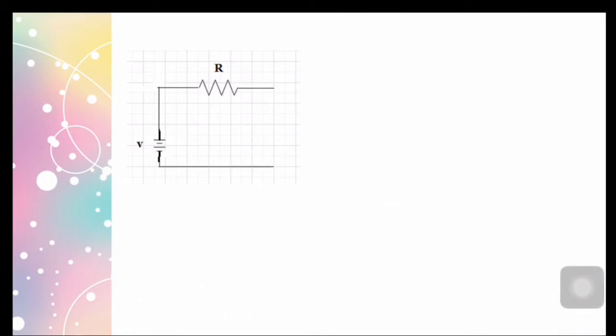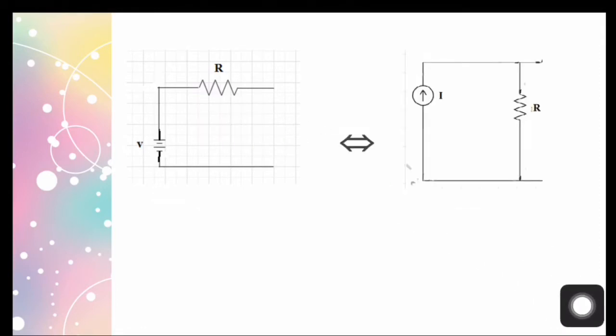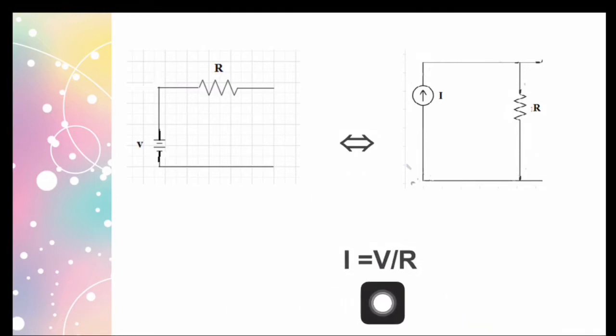Sometimes we have to replace a practical voltage source in a network with its equivalent practical current source for simplifying the analysis. How can we do that? That's what we are going to look at next. A practical voltage source, that is a voltage source V with a series connected resistor R, is equivalent to a practical current source, that is a current source I with a parallel connected resistor R, where current I can be obtained by using the equation I is equal to V by R. V is the value of voltage source and R is the series connected resistor.